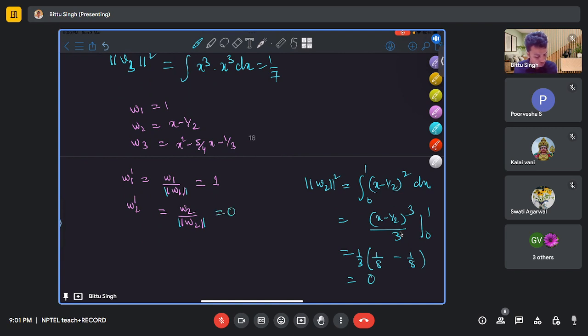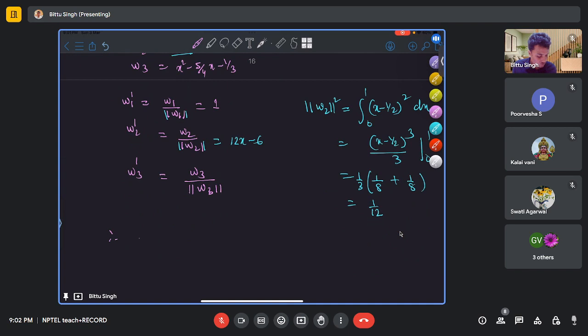So this is 0. No, 0 cannot be the answer. I have made some mistake. Actually, we have to take minus of minus 1 by 8, so it will be positive, right? So it is 1 by 12, so we need to divide x minus half by that, which is the same as 12x minus 6. Similarly, W3 divided by the norm of W3. You can easily integrate and you will get it.